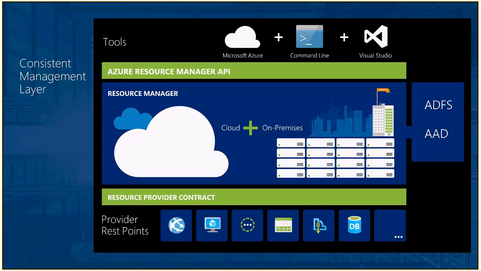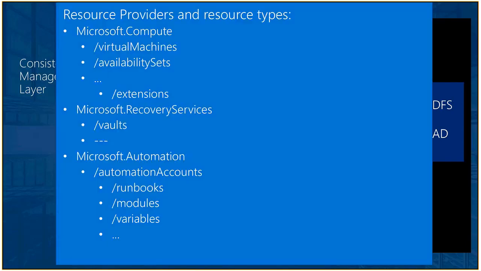The resource provider contract you see below: we have resource providers for basically all the different resources you see in Azure. Whenever you see a new service coming in Azure, it's most likely a new resource provider under the hood, which has one or more resource types. To show you an example of a resource provider and resource type, we have the Microsoft.Compute namespace, which covers virtual machines and availability sets. We can also have nested resources within virtual machines, such as extensions.